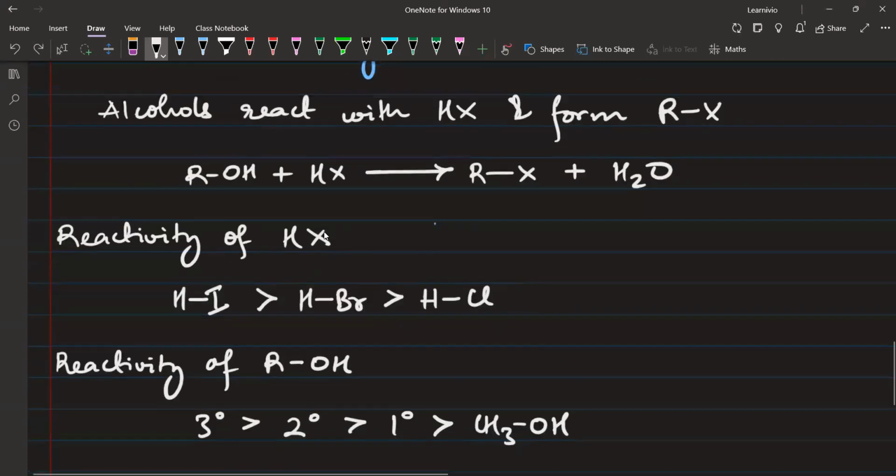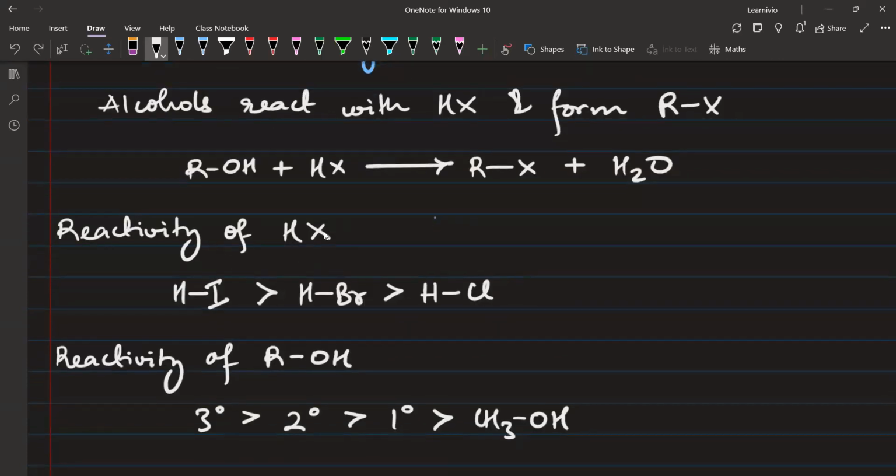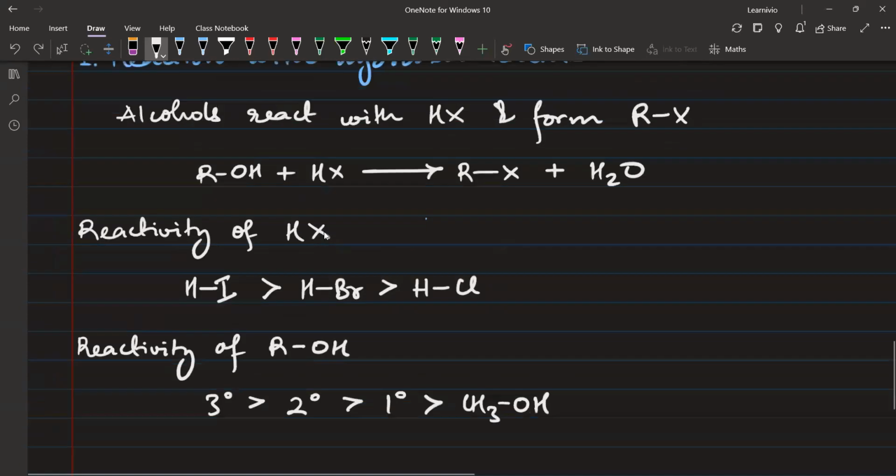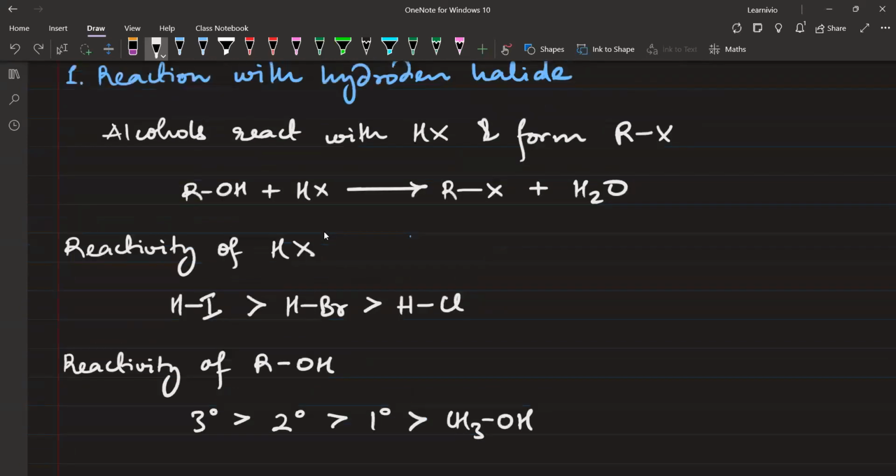Please write this down. Raise your hand once you're done. Very general points. I hope you can see the Lucas reagent coming very soon. HCl and ZnCl2. Same thing is coming once again.